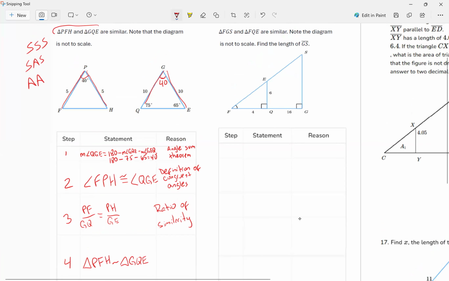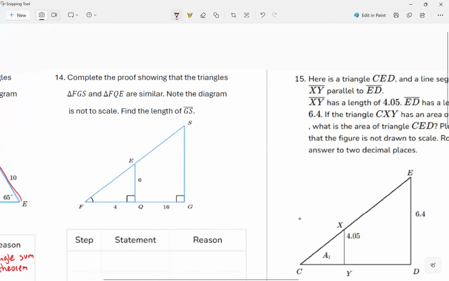Remember how at the beginning it says, prove that those two triangles are similar. I just said they're similar. How do I know they're similar? The rule that I'm going to use in this case is side angle side. Good.